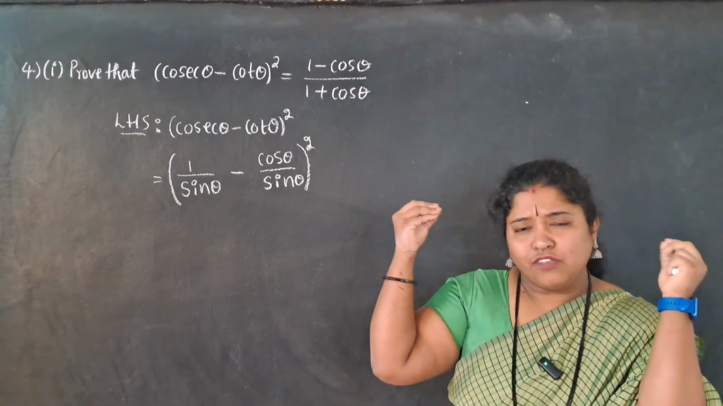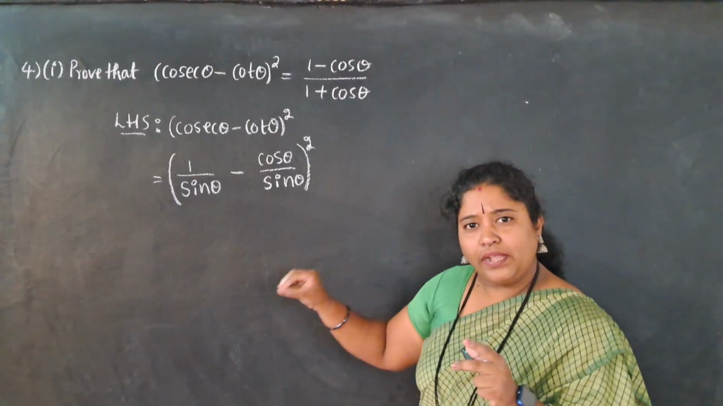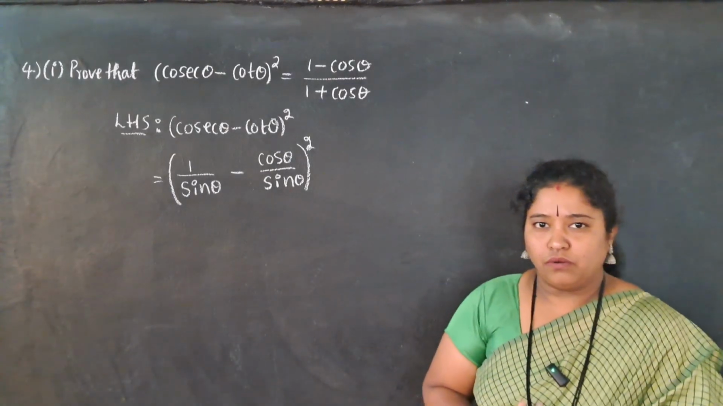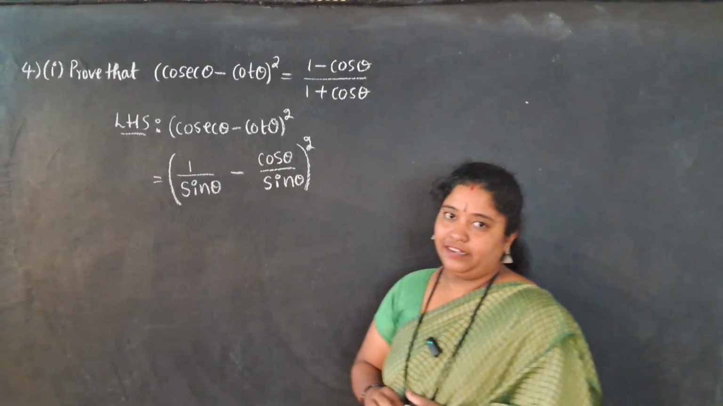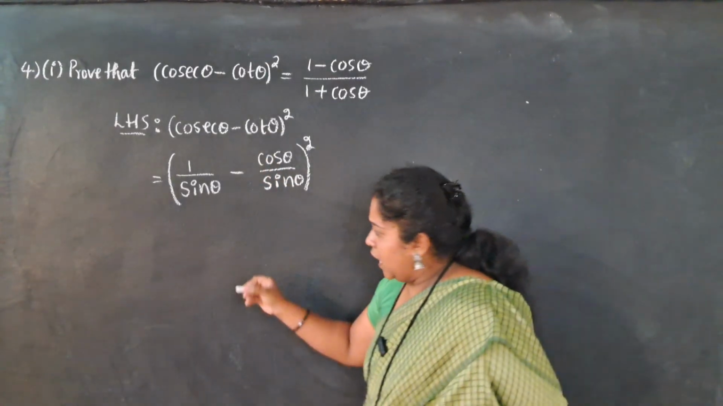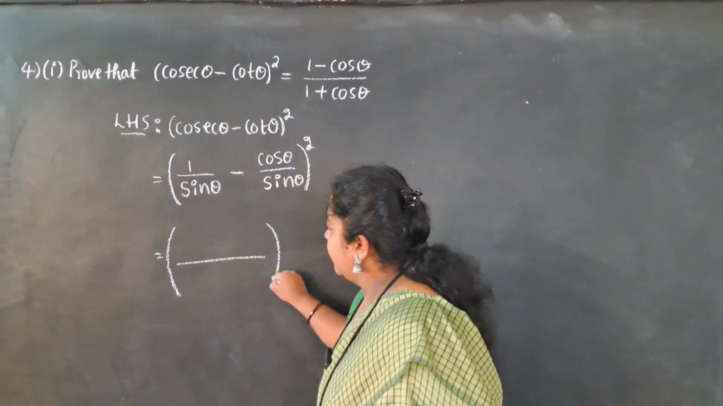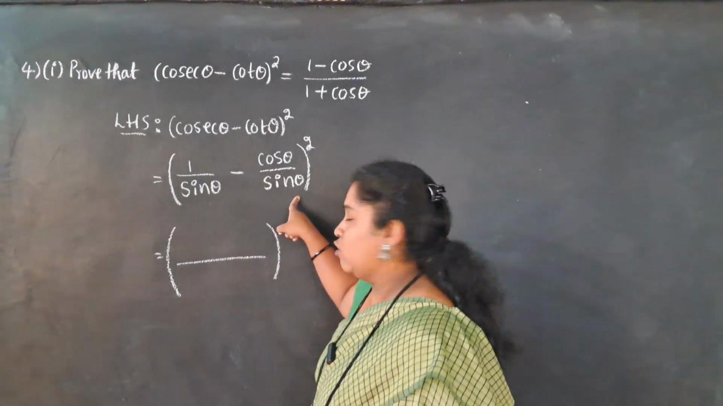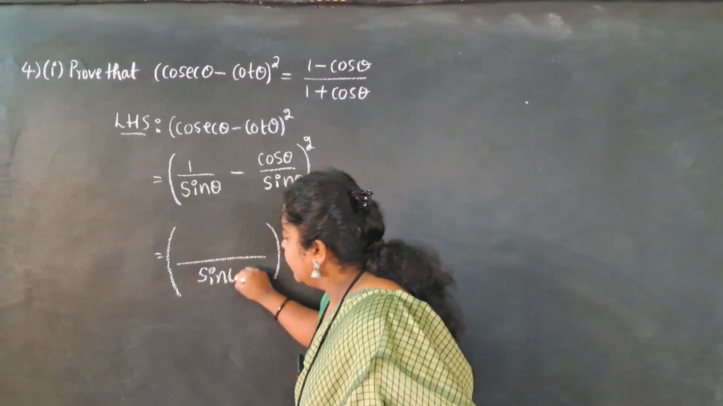All these relations you have to print in your brain, dear. So you have to quickly substitute like that. Fine. Now I have 1 by sine theta minus cos theta by sine theta. Now I will simplify this one. What is the LCM, dear? I can take here also sine theta, here also sine theta. I will take the LCM sine theta.